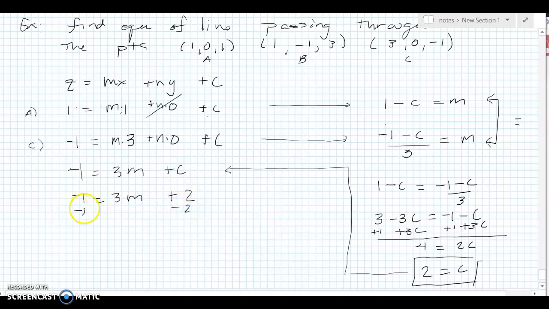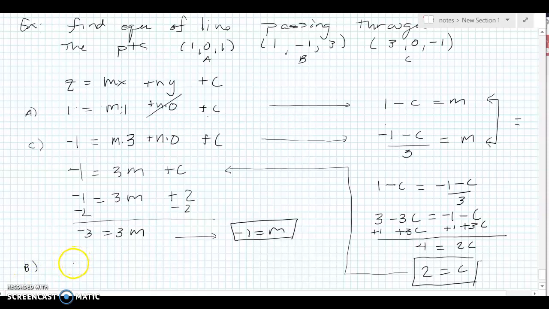Subtract the 2. Subtract the 2. I get minus 3 equals 3m, and that tells me that minus 1 equals m. So I have solved for m. And I haven't used b yet, so let's go ahead and plug in for b.